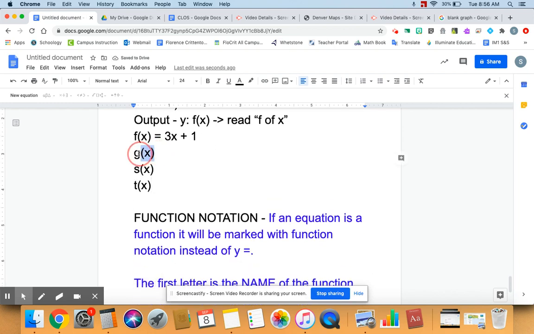Like it's a function and this means y. They all mean y. So then for all of them, the equals would go out of it. So these are all just outputs, the answer. And the first letter is the name of the function we're talking about.